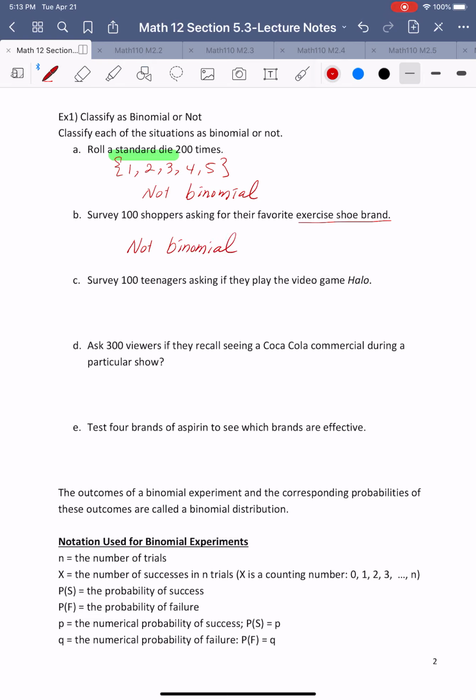C, survey teenagers asking if they play the video game Halo. They'll say yes or no, so it's binomial. D, ask 300 viewers if they recall seeing a Coca-Cola commercial during a particular show. If they remember it, they'll say yes; if they don't remember it, they'll say no. So it's binomial. And E, test 4 brands of aspirin to see which brands are effective. That's not binomial.